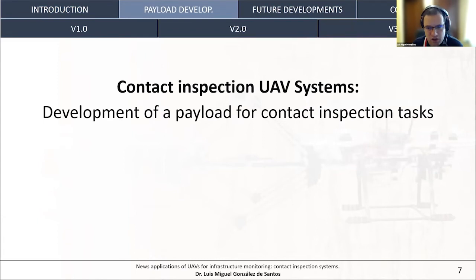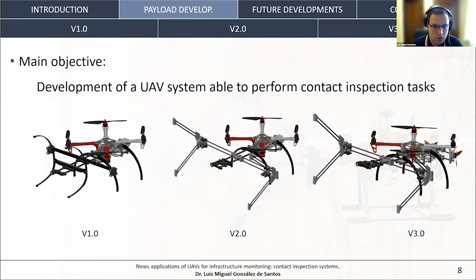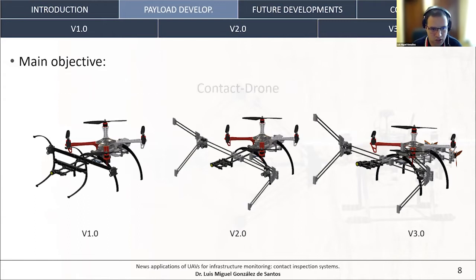So now let's start explaining the systems we have developed. During my PhD, 3 different versions of the system were developed, each one improving the results obtained by the previous version. And we colloquially call this system Contact 1.